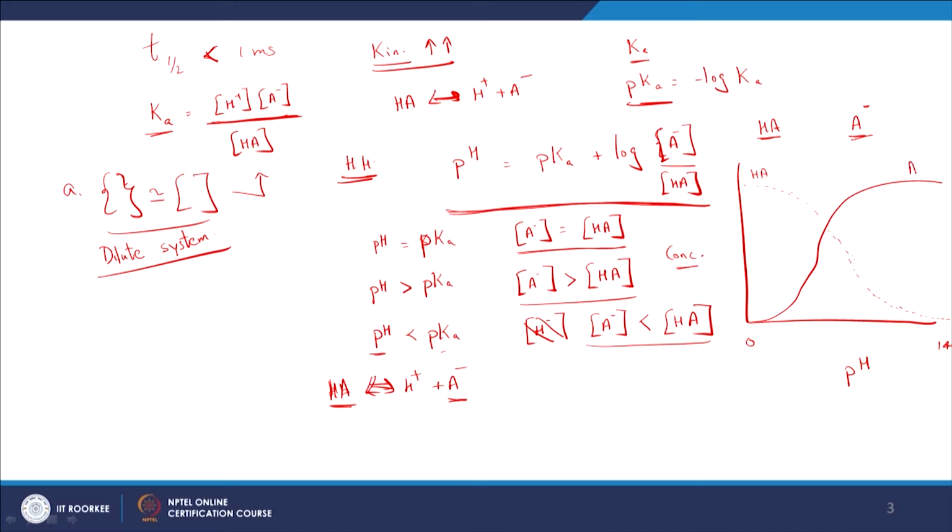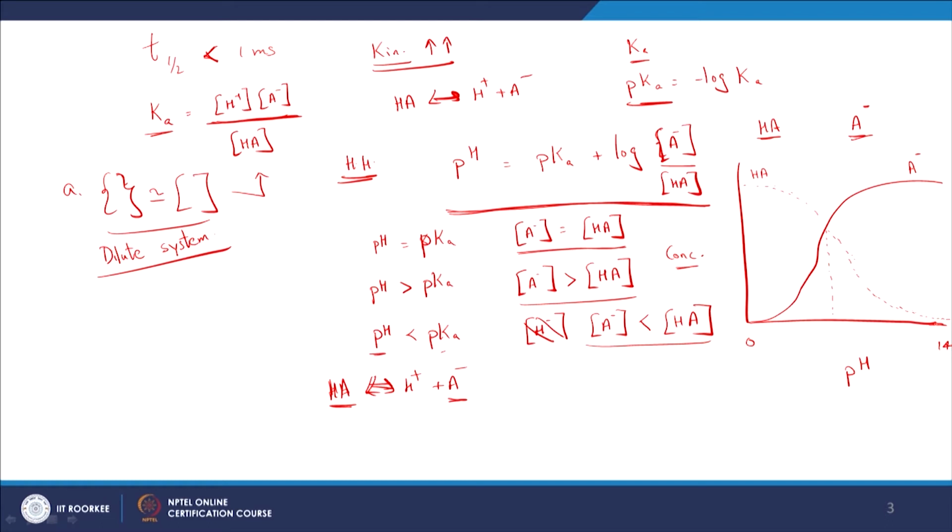Okay, again pardon my poor drawing skills. So, this is going to be A minus. So, what does this mean? As the concentration of HA in your solution is decreasing, the concentration of your A minus is going to increase, right, and obviously there is going to be a point at which both of them are the same. And as A minus increases, HA concentration decreases.